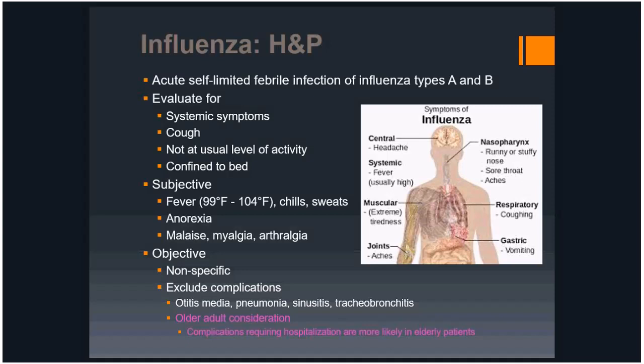Subjective patients will report fever, chills, sweats, anorexia, malaise, myalgia, and arthralgia. Objective findings on physical exam can be nonspecific. You want to make sure that you exclude complications, particularly otitis media, sinusitis, tracheobronchitis, as well as pneumonia. Keep in mind in your older adults, you may have complications that require hospitalizations. This may be a more likely scenario in your older adult or elderly population.